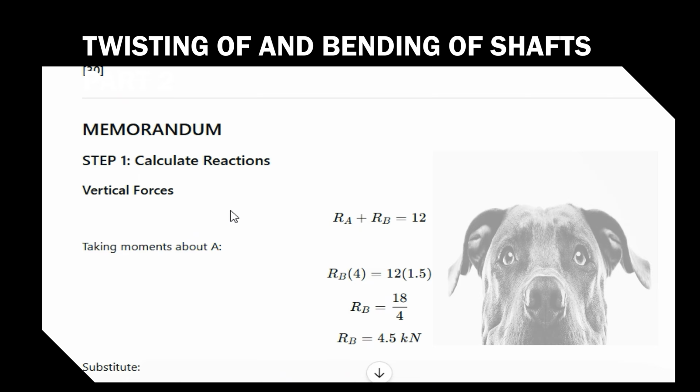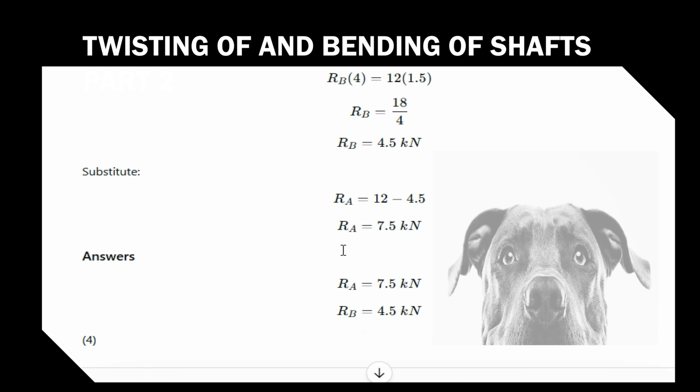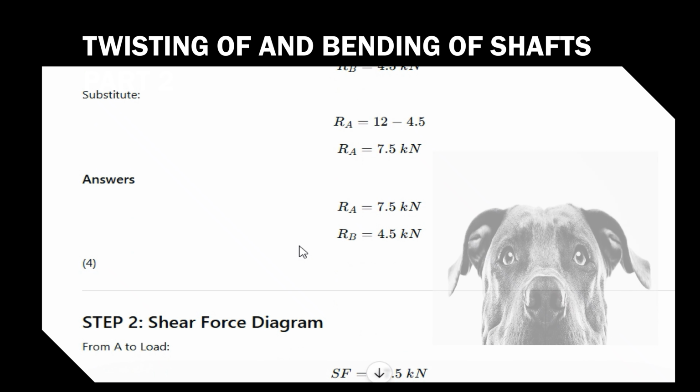There is something which you have to understand here. Before you calculate this, it is good to sketch. It's where you are going to take your moments. After that, you are going to substitute. RA equals 12 minus 4.5. RA is 7.5 kilonewton. So the answers: RA equals 7.5 kilonewton, then RB equals 4.5 kilonewton.